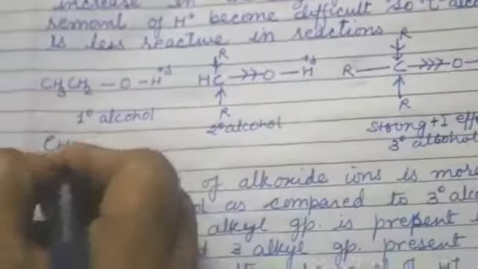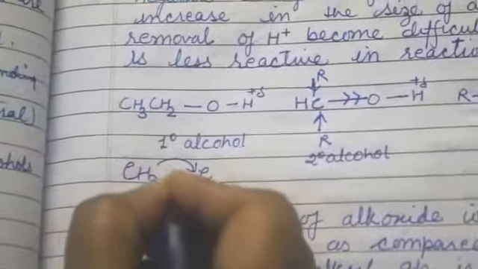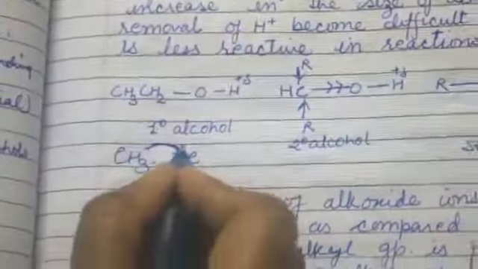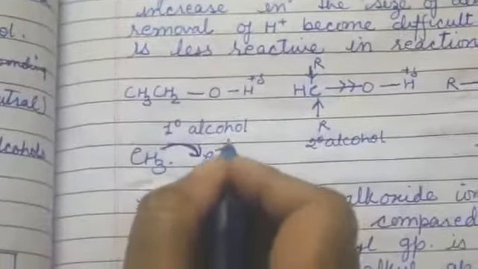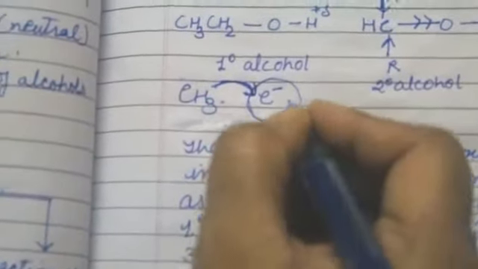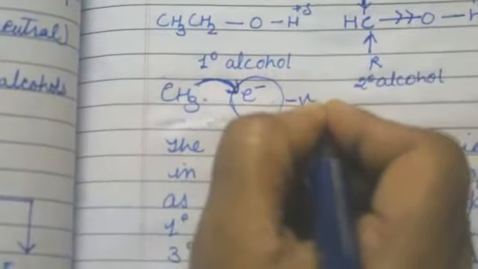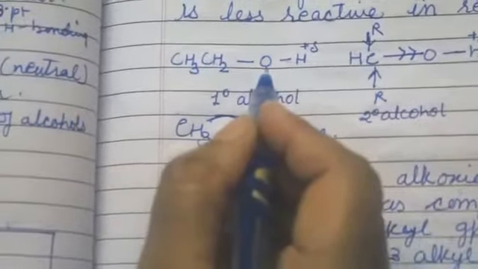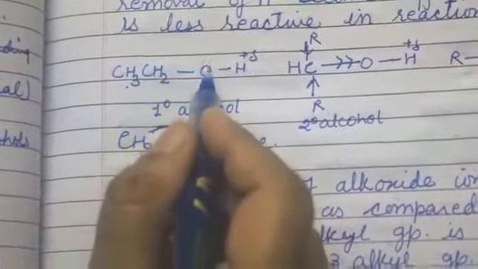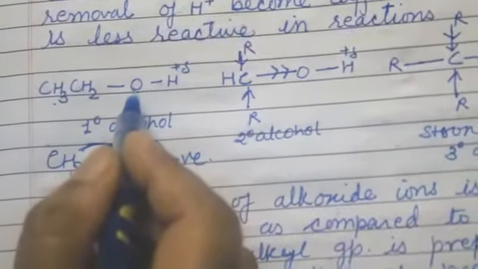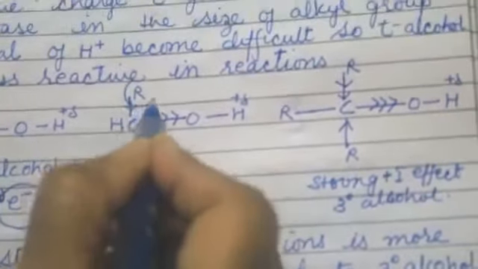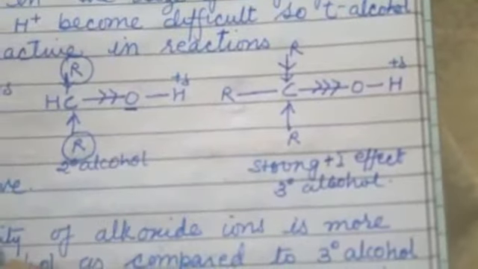Methyl group is an electron releasing group. It releases electrons continuously. So if it releases electrons continuously, the molecule which it attaches to becomes negative. So here in primary alcohol, only one alkyl group is there, so it gives the electron to oxygen and it becomes electronegative. But in secondary alcohol, two alkyl groups are there, so it becomes more electronegative.